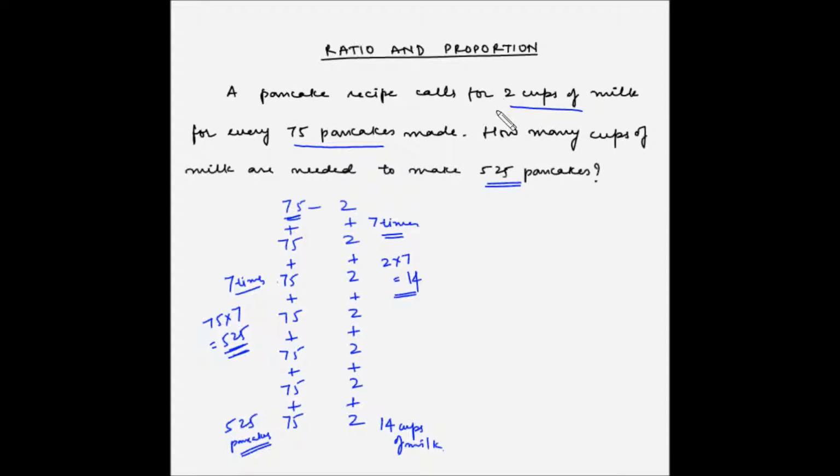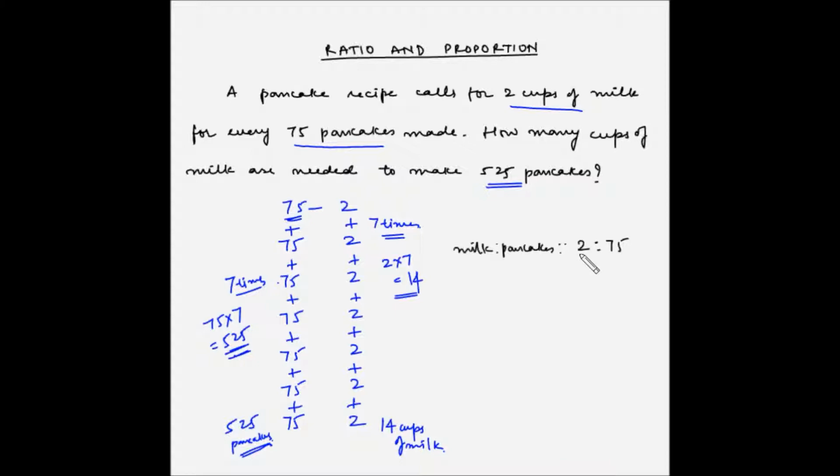So what is the ratio of the milk to the number of pancakes? Milk is to pancakes is 2 is to 75. So this is the ratio of milk to pancakes. This can also be written as 2 by 75.